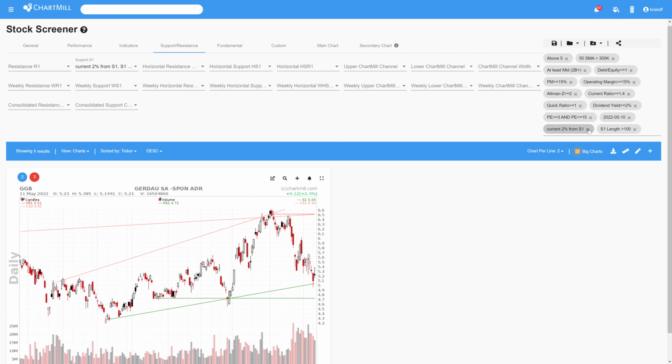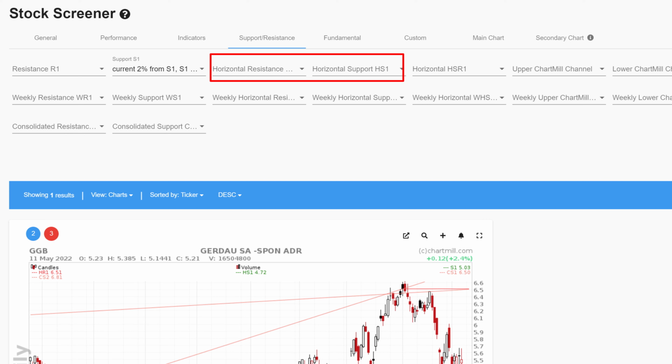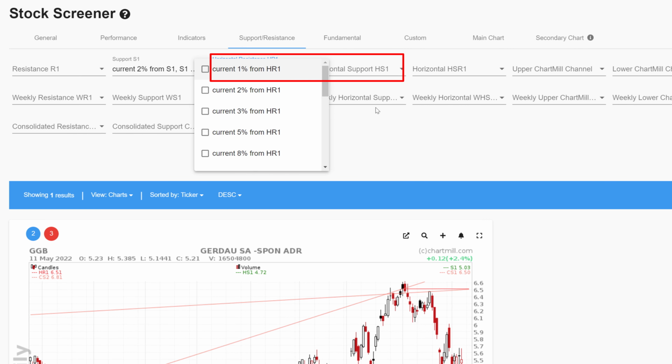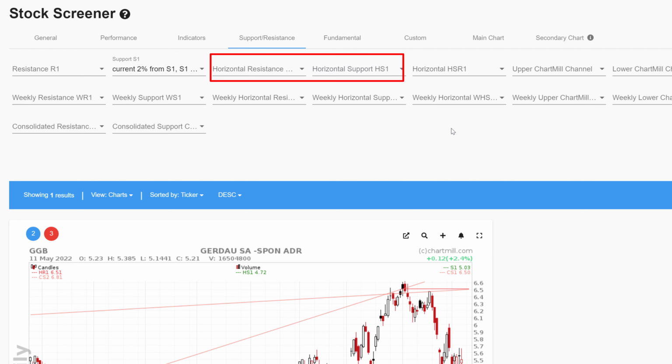The two tabs next to it, horizontal support and horizontal resistance, proceed in the same way, but only take into account horizontal support and resistance levels.